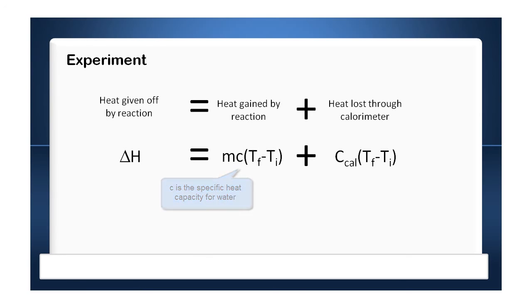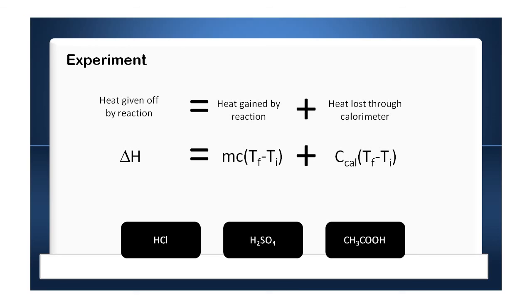We can repeat this for different acids. So for example, hydrochloric acid, sulfuric acid, ethanoic acid, and these will all give different results for different readings.